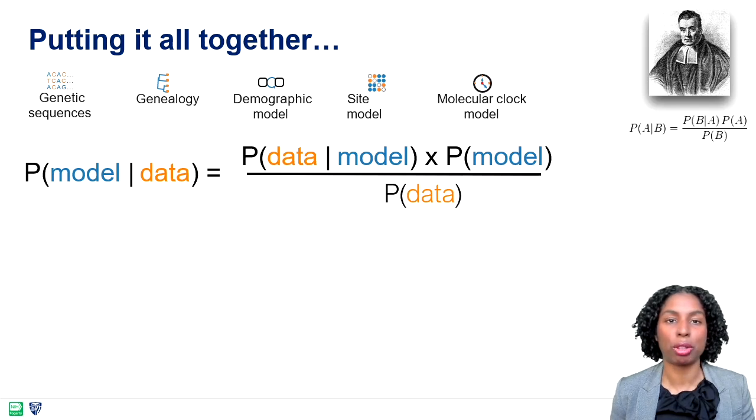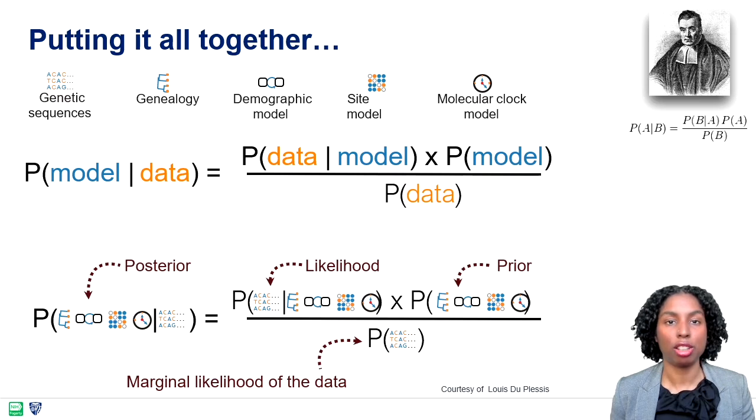Now, gathering all components of the analysis, namely genetic sequences, the phylogenetic tree, the demographic model, substitution models, and the molecular clock model, if we replace these in the Bayes theorem, then the posterior is the probability of models, the phylogeny, demographic, substitution, and molecular clock models, given the genetic sequence data. The posterior can be derived by multiplying the likelihood, represented by the probability of the genetic data given the models, by the prior, which is the probability of the models. All this is then divided by the marginal likelihood of the data.